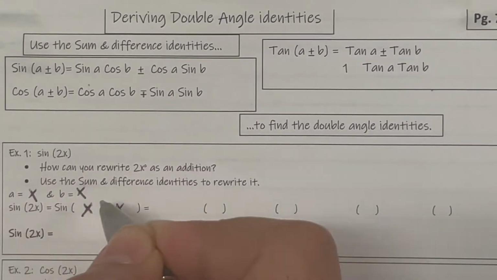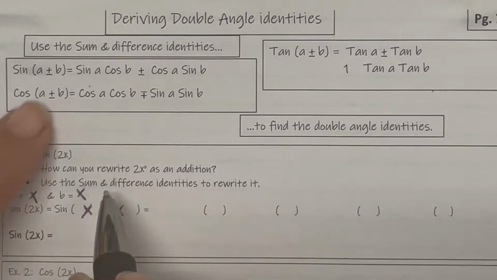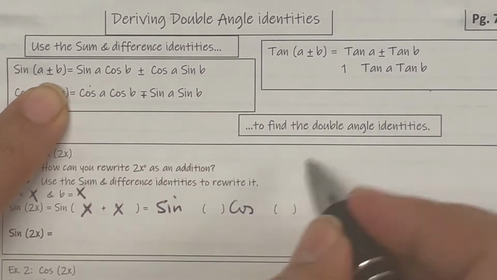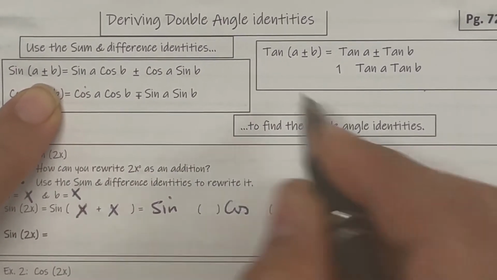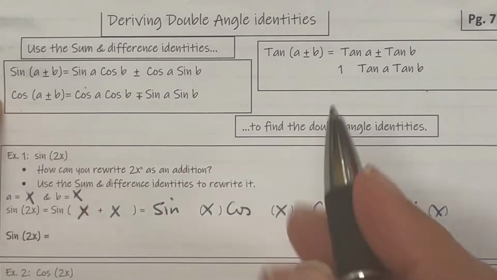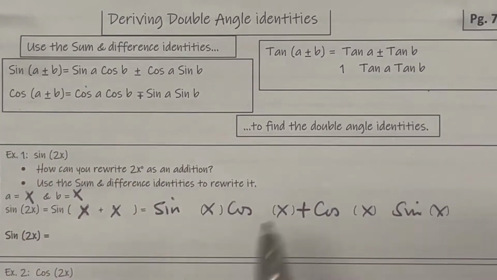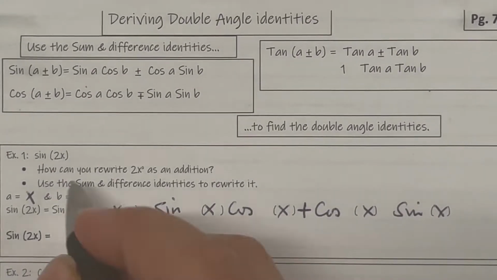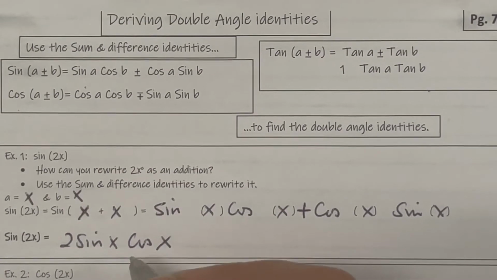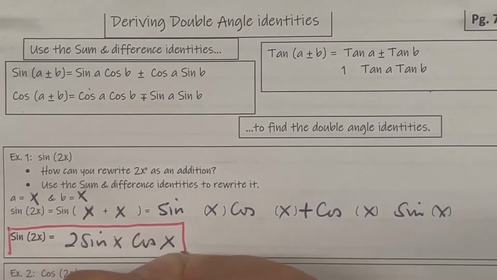All right, so let's write this out as an addition. So the addition one is the top, which is plus. So sine A cosine B, cosine A sine B. And since A and B are both x, those are all x. Because it's addition, we're using the top. All right, so let's combine this. So we have the same thing plus the same thing. It's two of the same thing. So 2 sine x cosine x. So the first double angle identity is sine of 2x, which is 2 sine x cosine x.